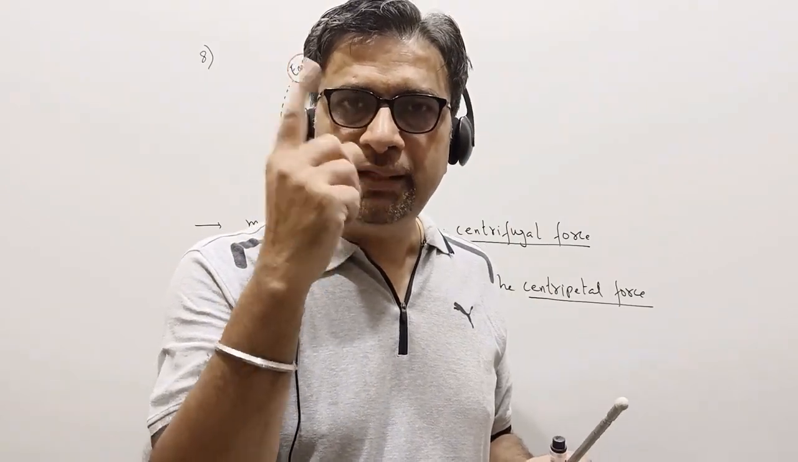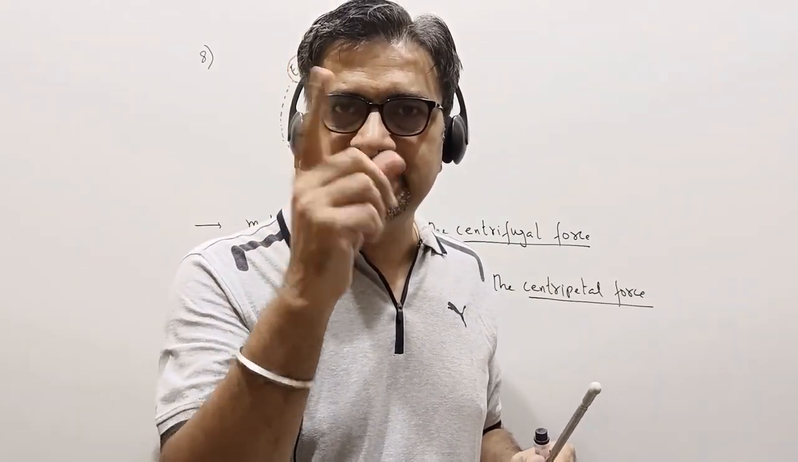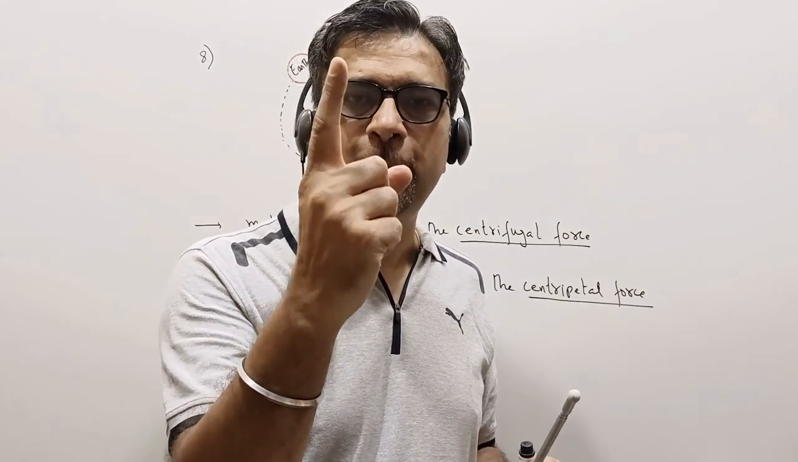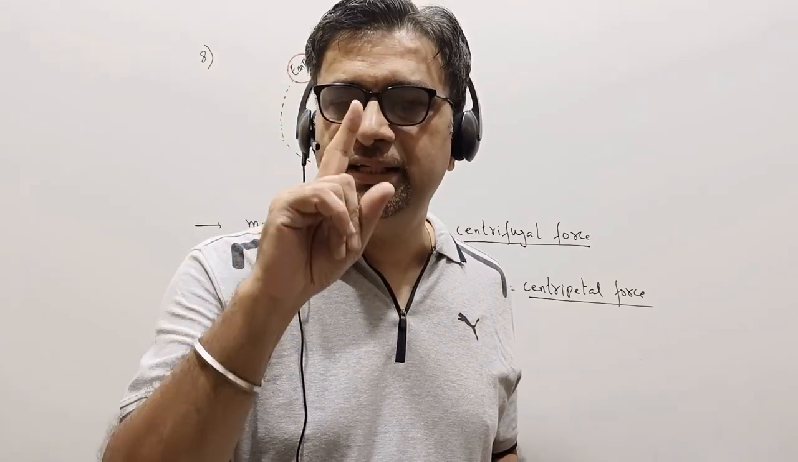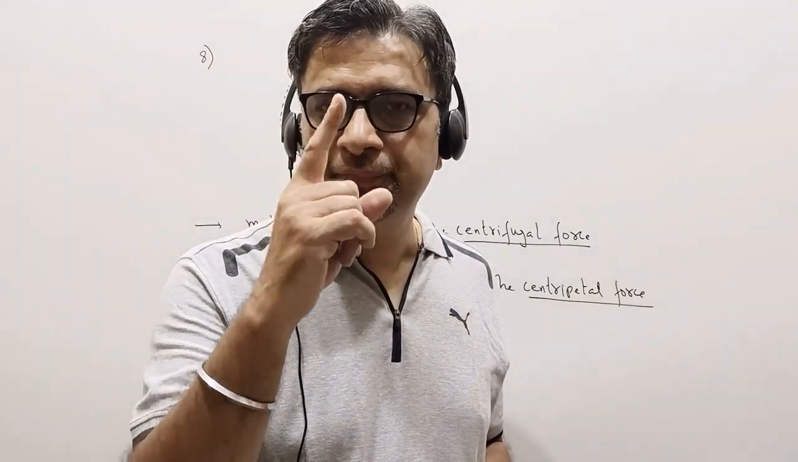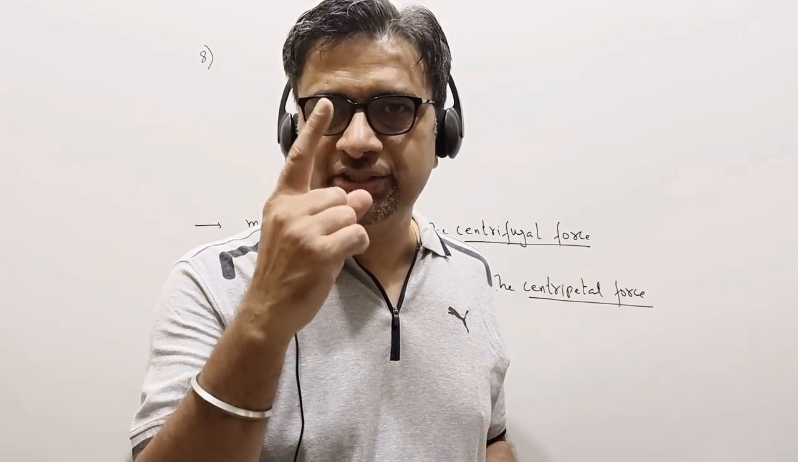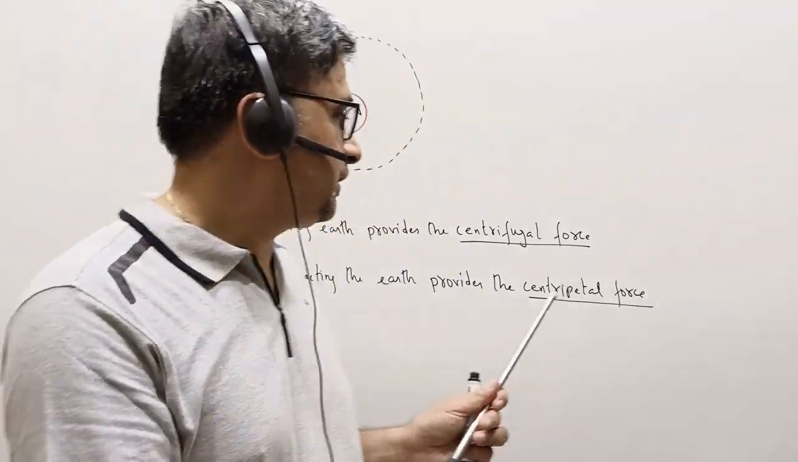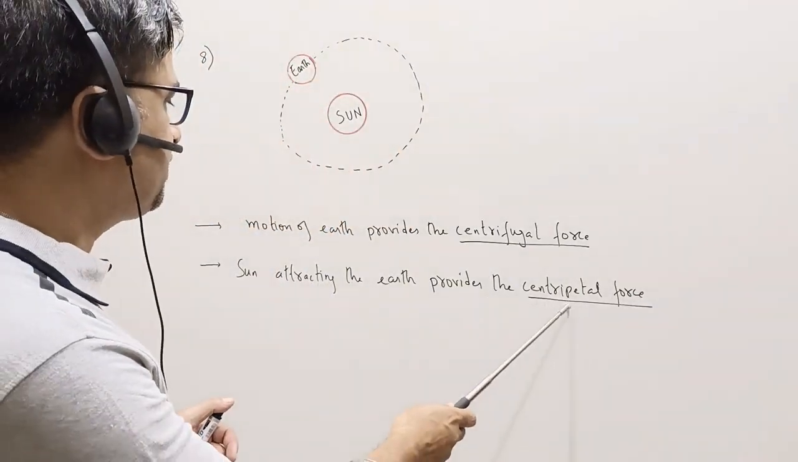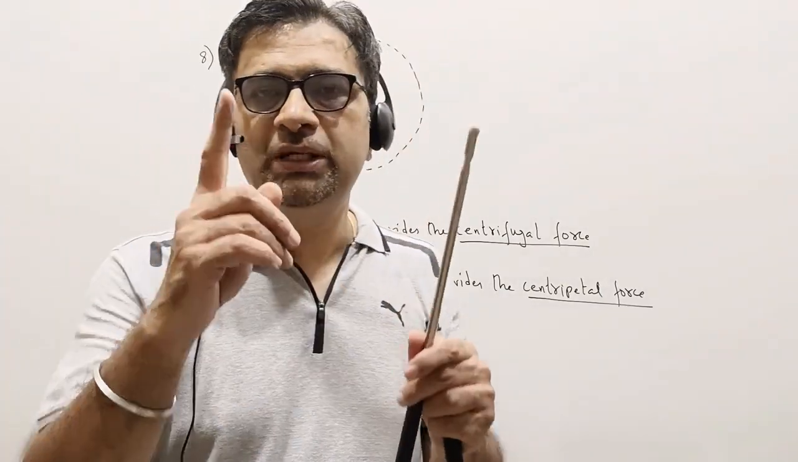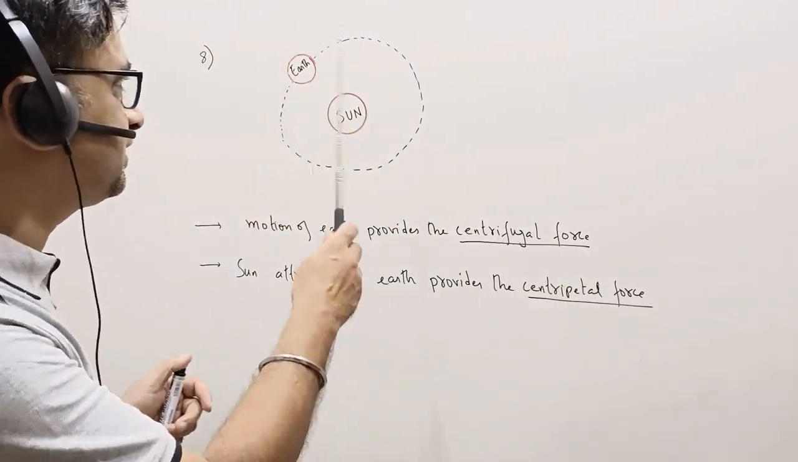But the moment you stop your finger, the key ring collapses. Just remember that. It needs this force of attraction, which is the centripetal force, and the movement, which is the centrifugal force, for such motions to occur. That's what this question is all about.